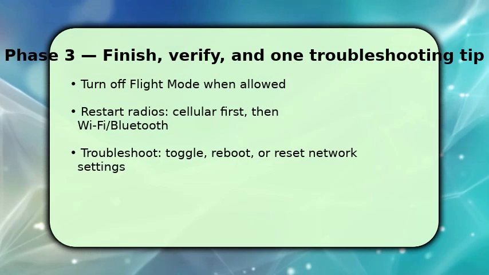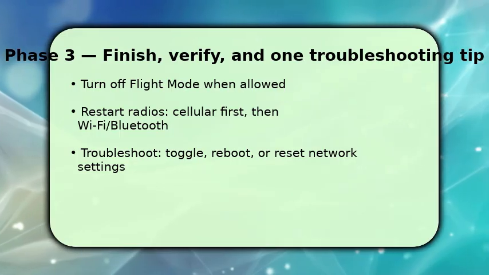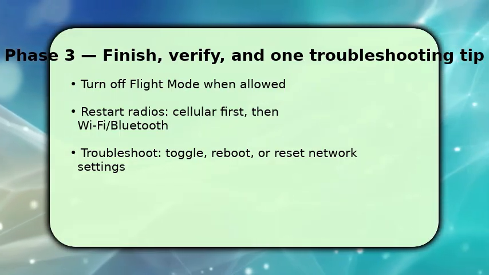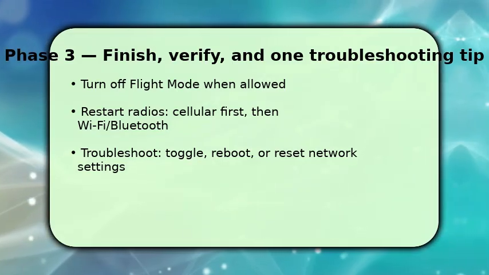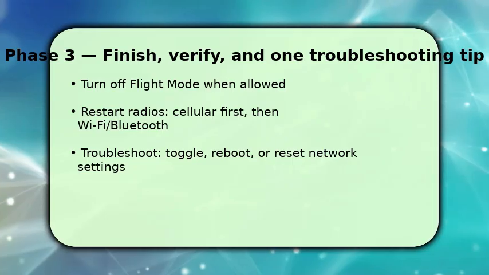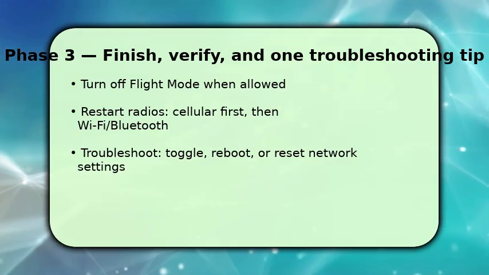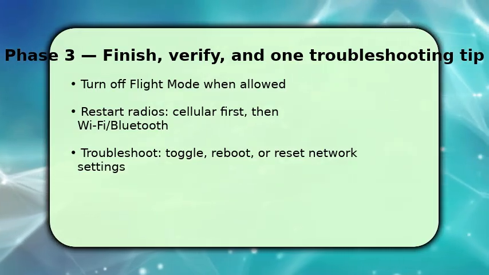When cleared to reconnect, turn flight mode off to restore cellular, then re-enable Wi-Fi or Bluetooth as needed. This order helps the device re-register with the network. Make sure apps reconnect and that calls and messages resume. You may need to reopen an app to refresh.